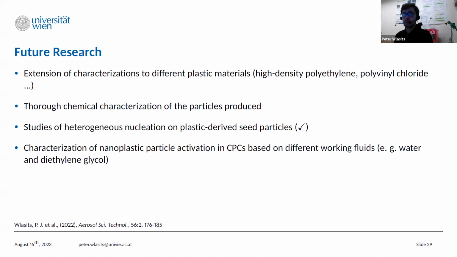Then there should be studies of heterogeneous nucleation on these plastic-derived seeds. You see a check mark there in the bracket because we started this already in another publication, but there is also quite some work to do in this direction. And in the end, the characterization of nanoplastic particle activation in CPCs based on different working fluids, so the prime examples would be water and diethylene glycol, should be investigated as well, which would also yield passive information on the composition of these particles by the activation.